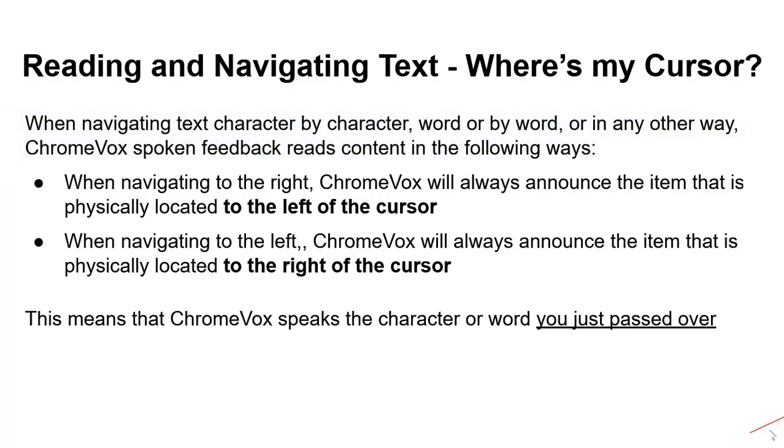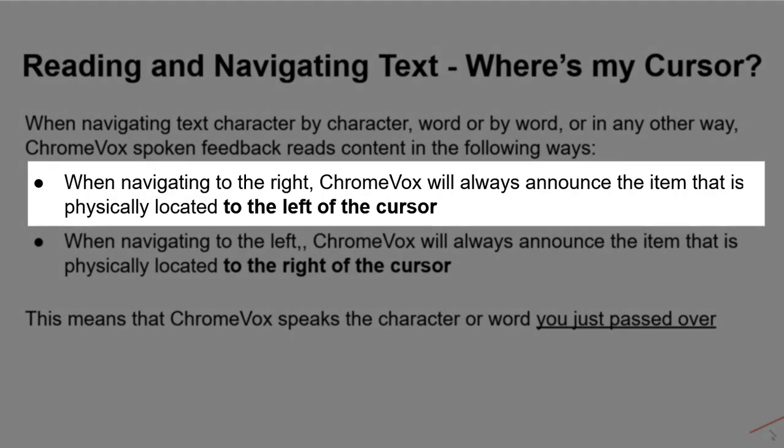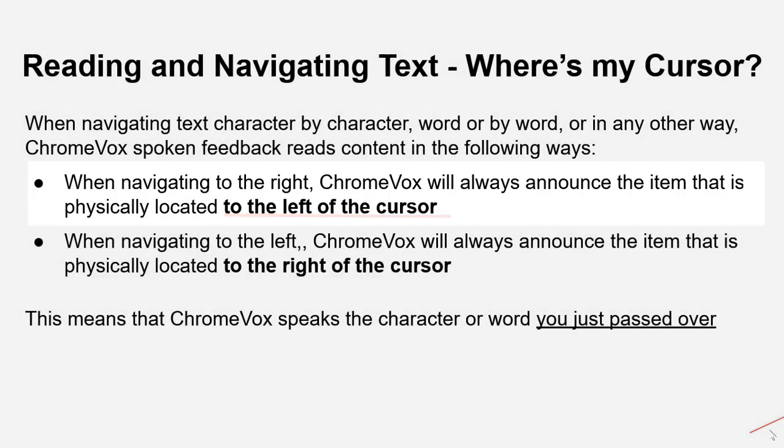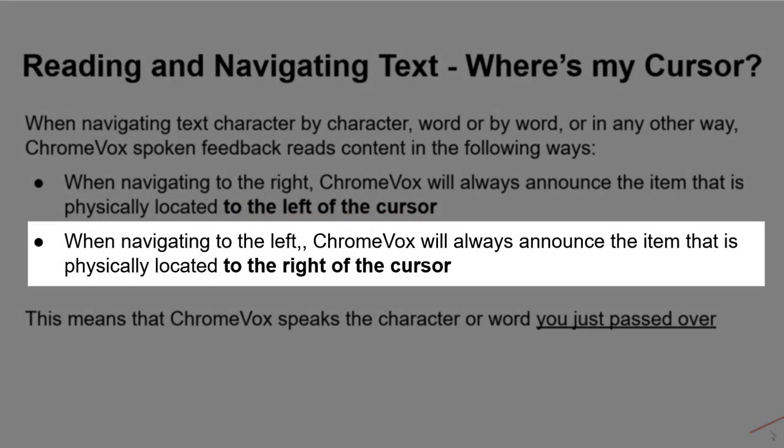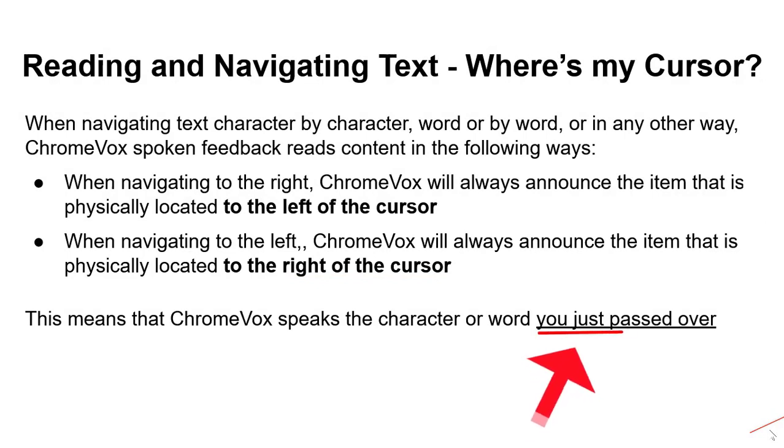When you're navigating to the right, ChromeVox will always announce the item that is in physical focus located to the left of the cursor. When you're navigating to the left, ChromeVox will always announce the item that is in focus physically to the right of the cursor. This means ChromeVox speaks the character or word that you just passed. That's very, very important.